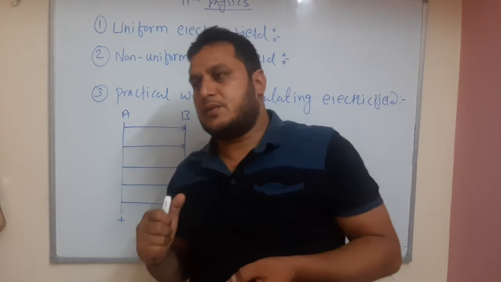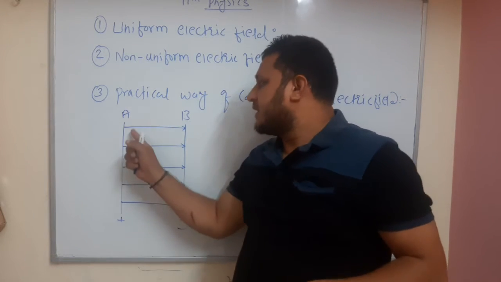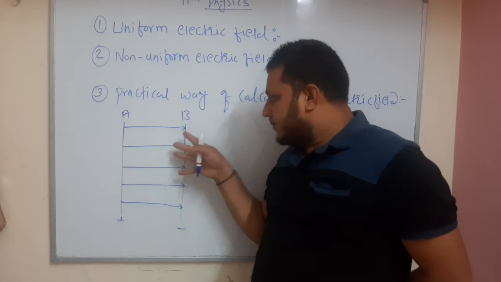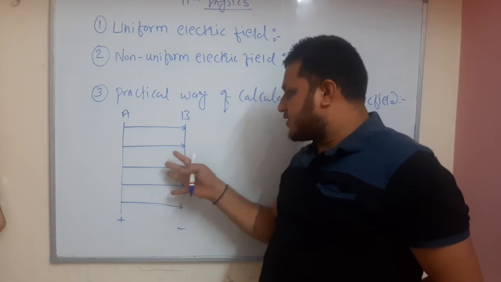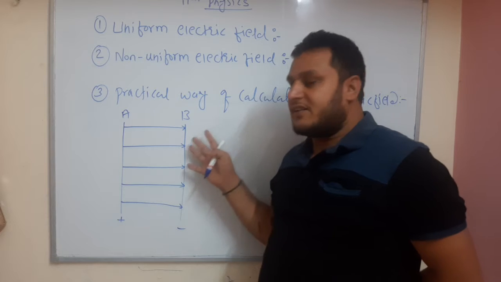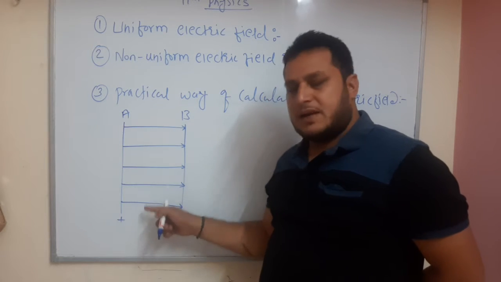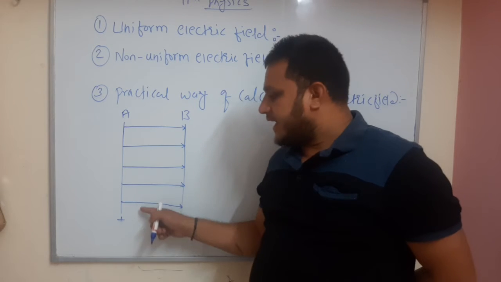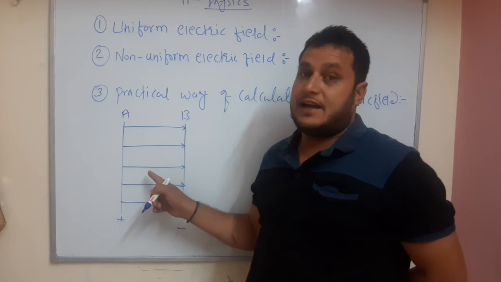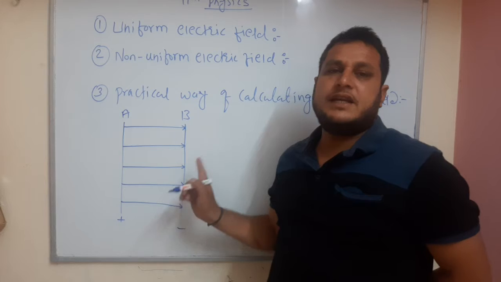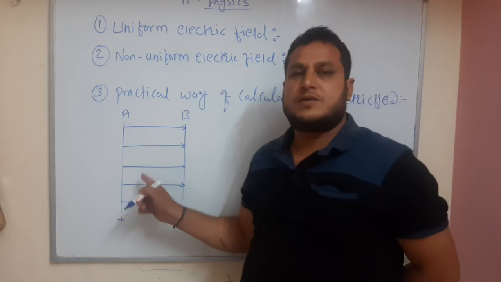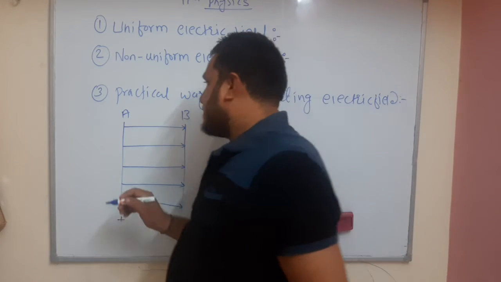Suppose here we have two plates. These two plates have the same direction of the flowing of the electric field. Here you see the direction is the same at any place, and the magnitude is also the same. Clear?